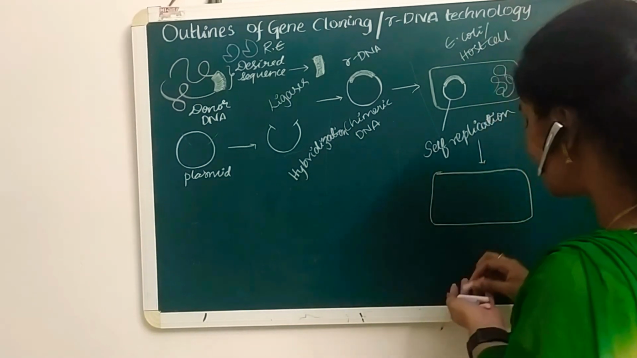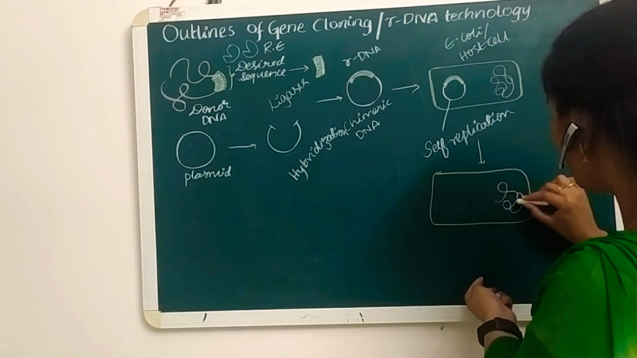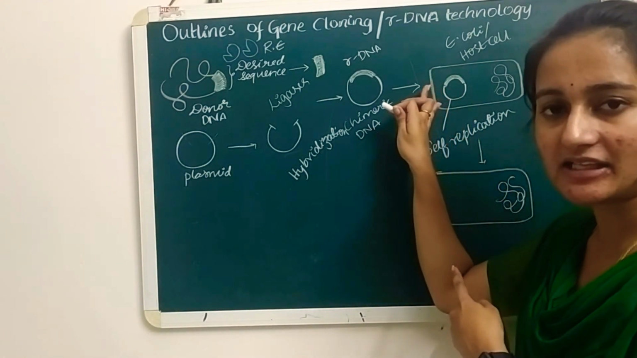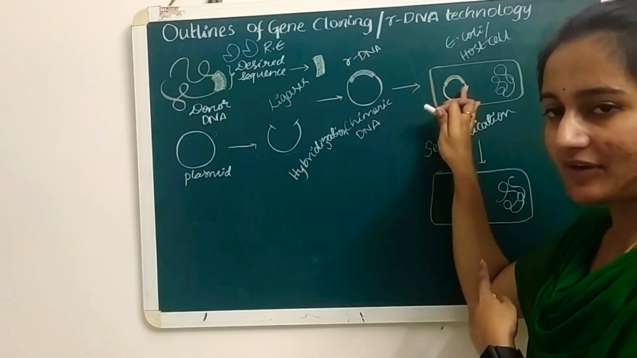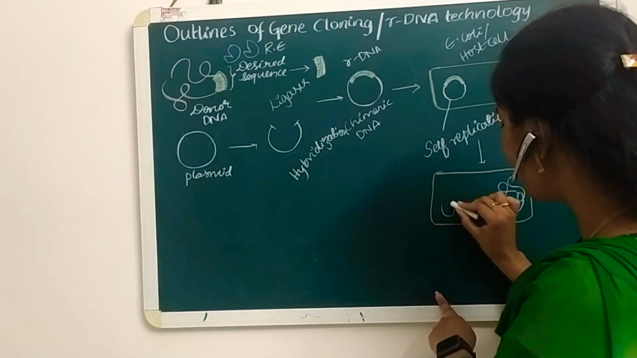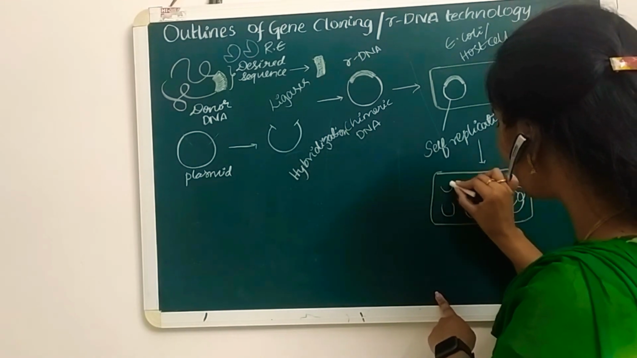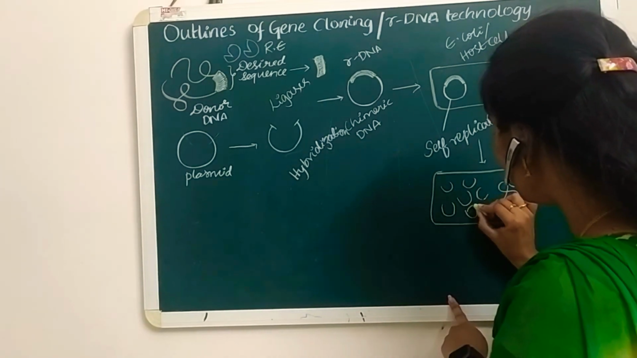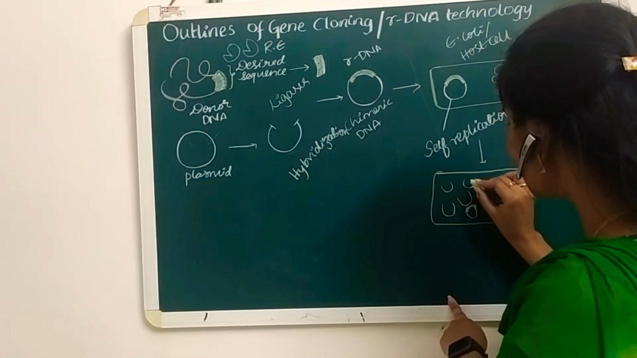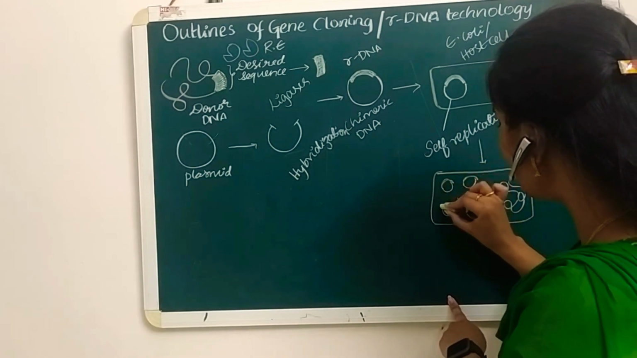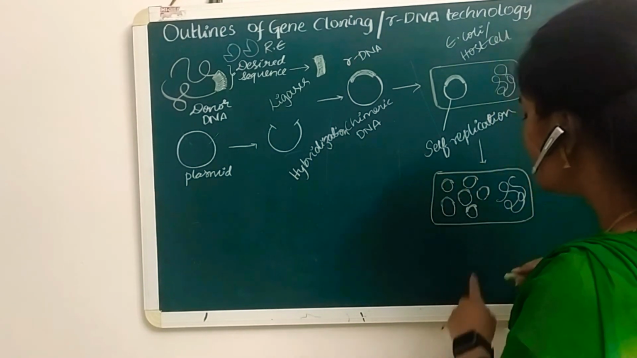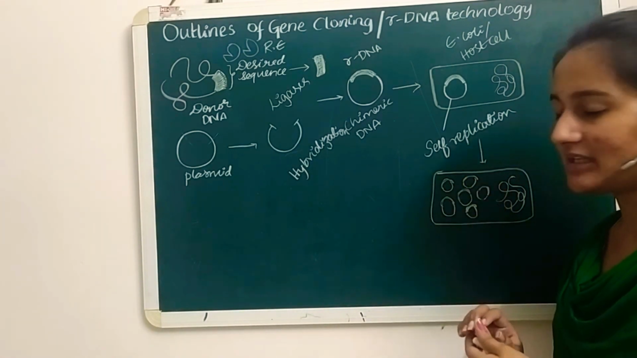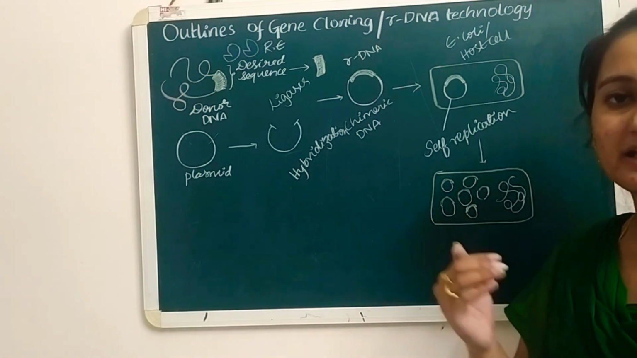For example, in this cell, along with the proper chromosome, we will have this vector also, which is carrying the desired DNA fragment. That is multiplying, so we get a number of vectors containing the desired DNA sequence. This is how the cell looks, containing all the desired DNA fragments. Once these are formed inside a cell, each fragment is responsible for the formation of particular proteins.